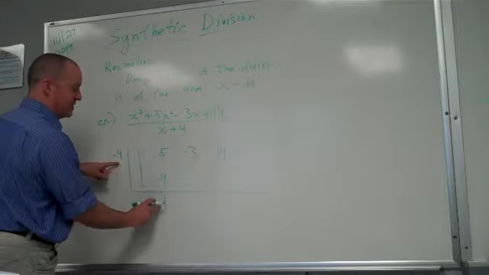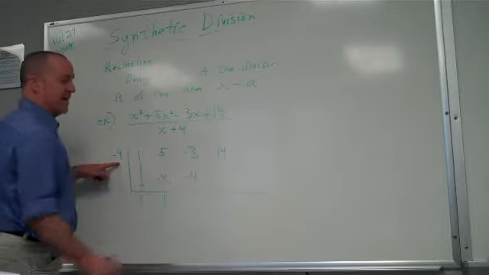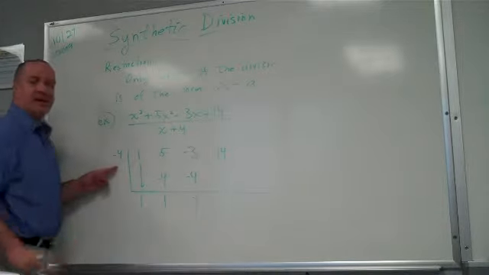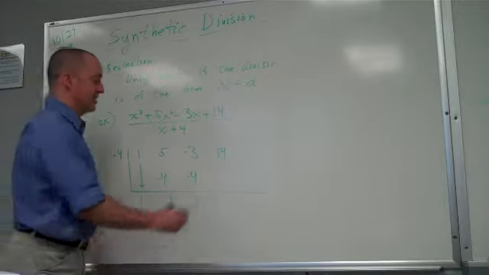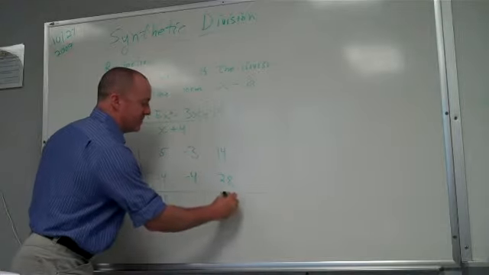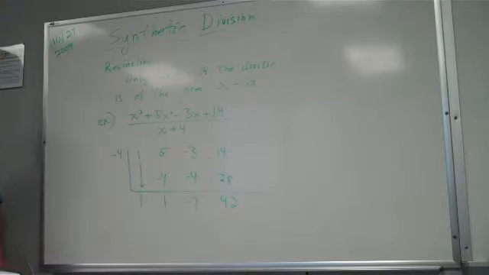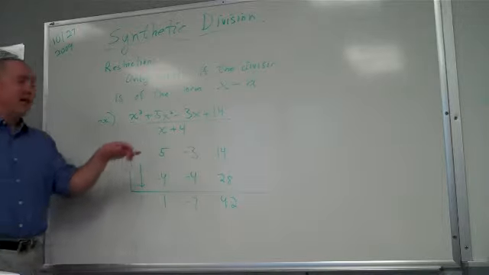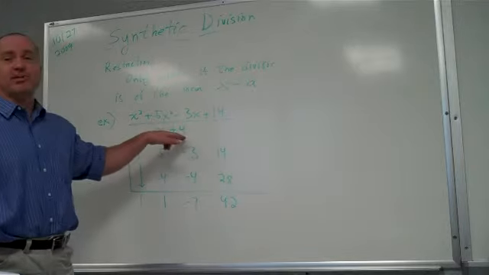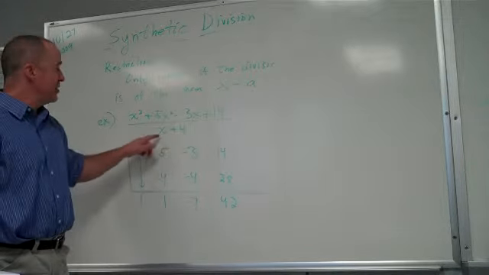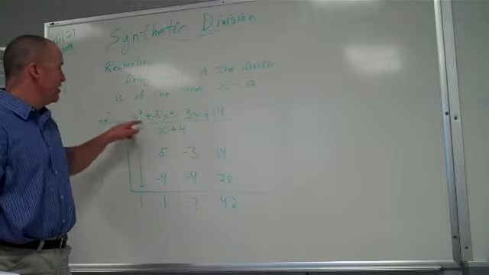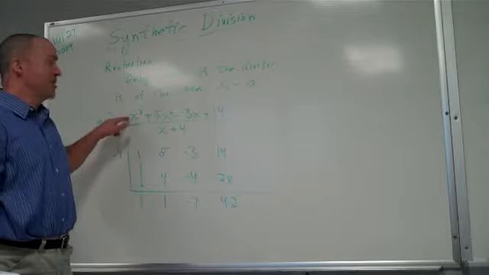So now it's negative 4 times this number, which again gets me negative 4. Add these together, I get negative 7. Negative 4 times negative 7 gives me positive 28. Add these together and I get my remainder, 42, the meaning of life. Now, because you're always dividing by what's called a linear term, because if I graphed y equals x plus 4 I would get a line, your answer is always going to be 1 degree lower than whatever was on top.